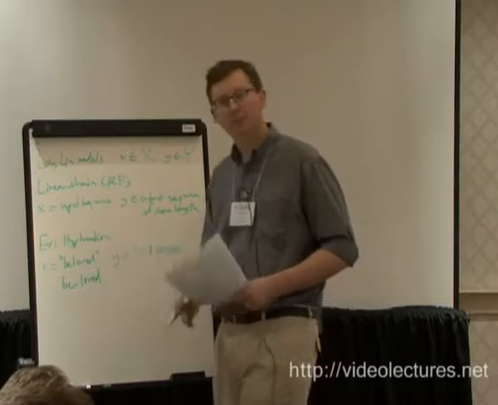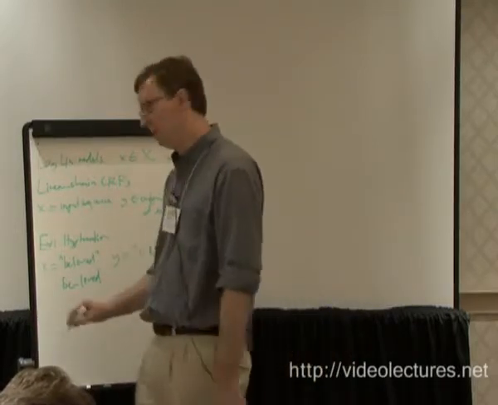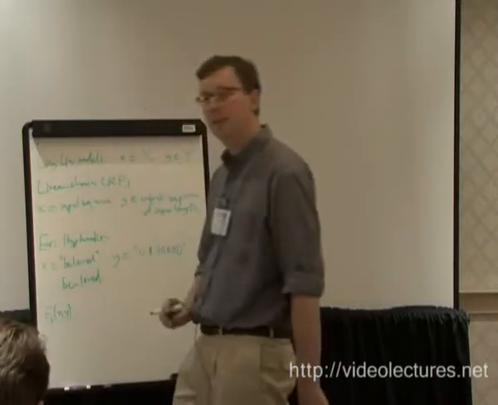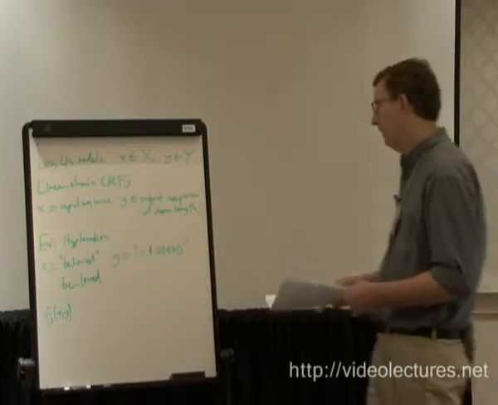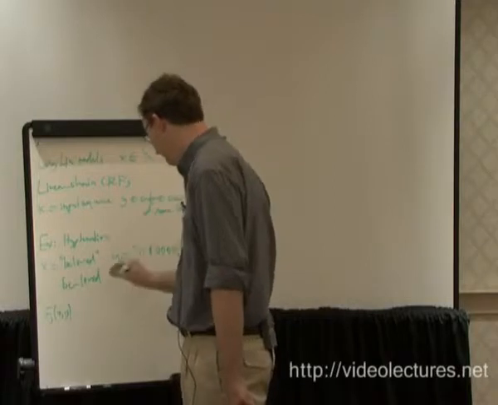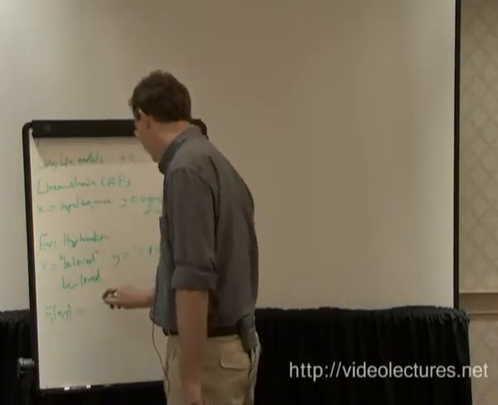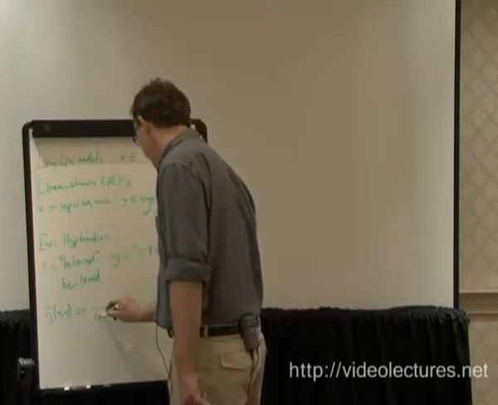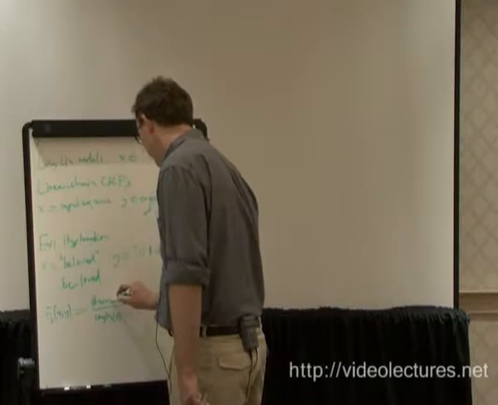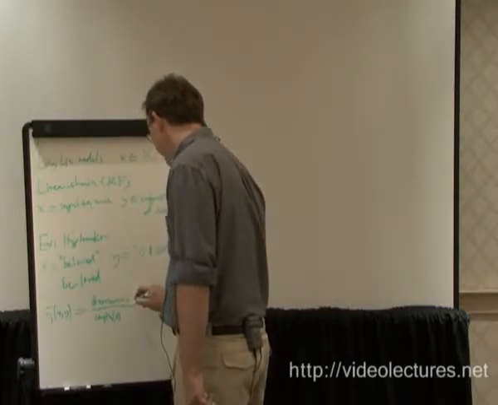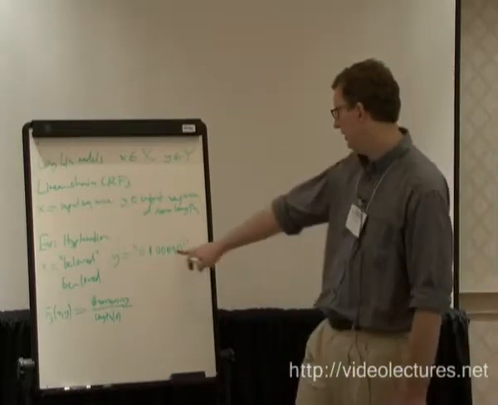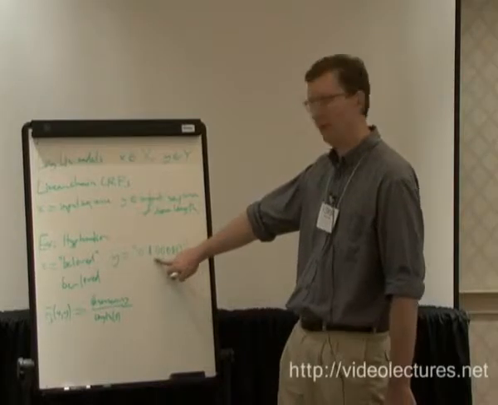So actually, let's look at every feature function fj of x and y. One feature function might be the number of non-zeros in y divided by the length of x. And so here it would be 1 out of 7.